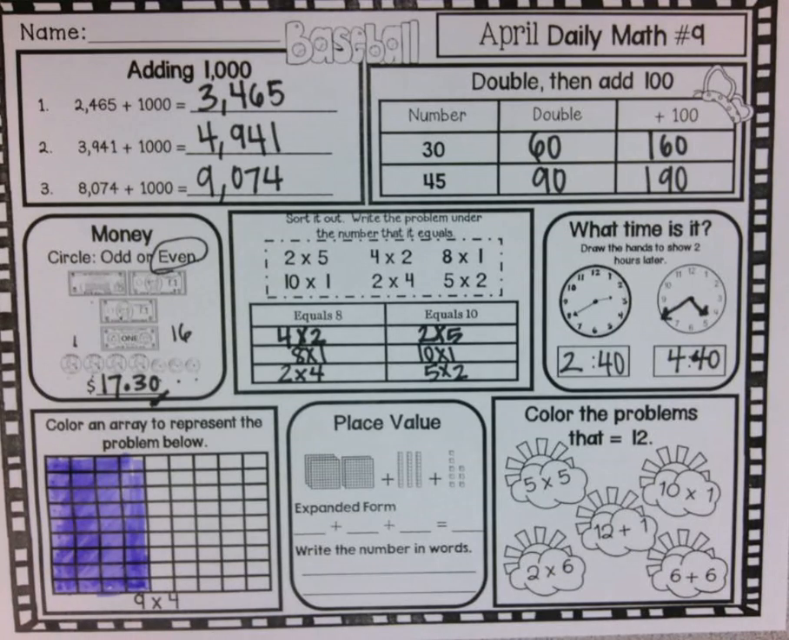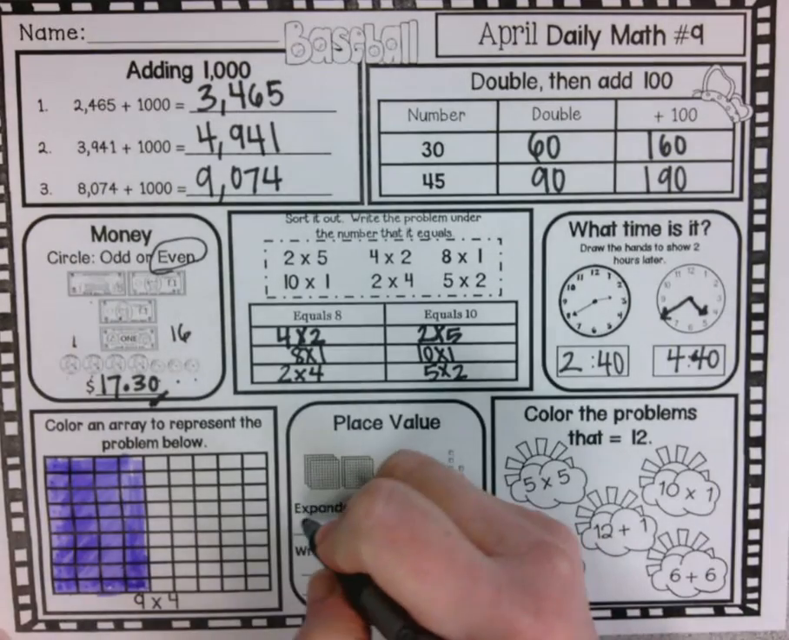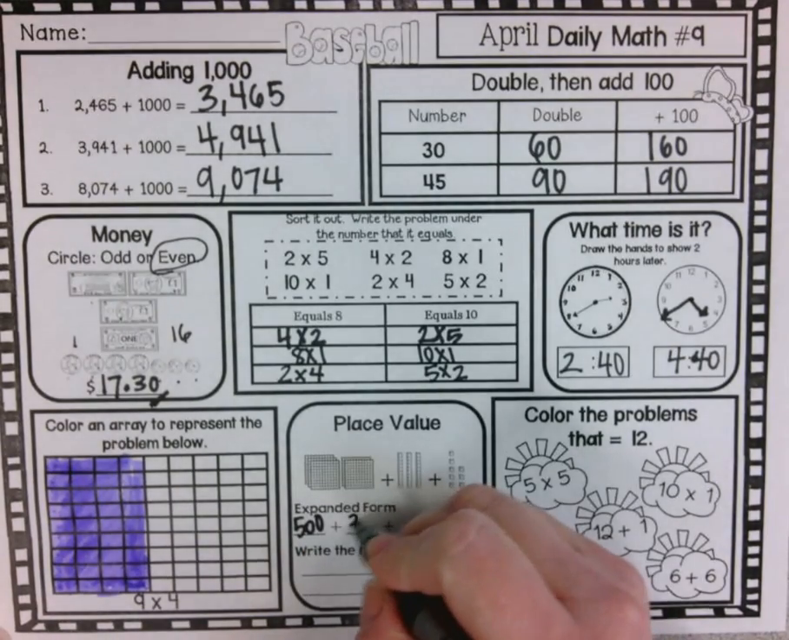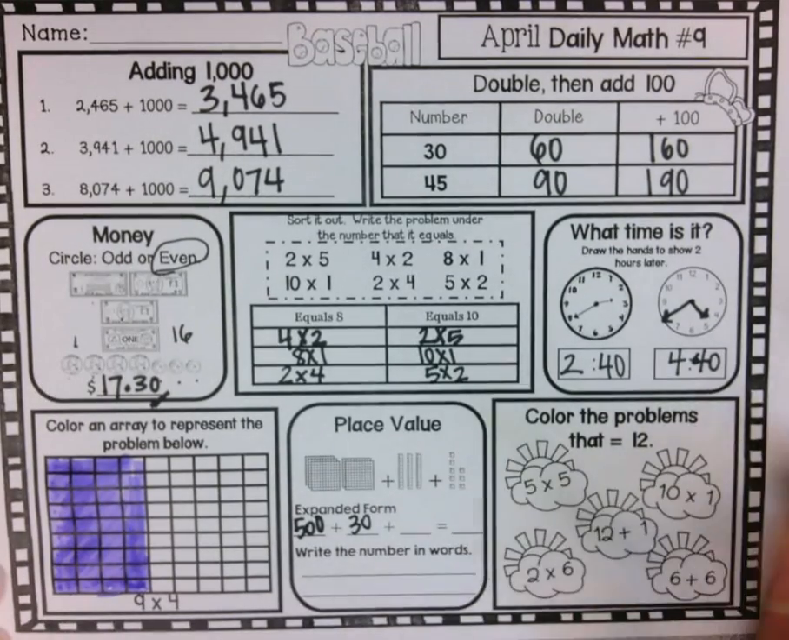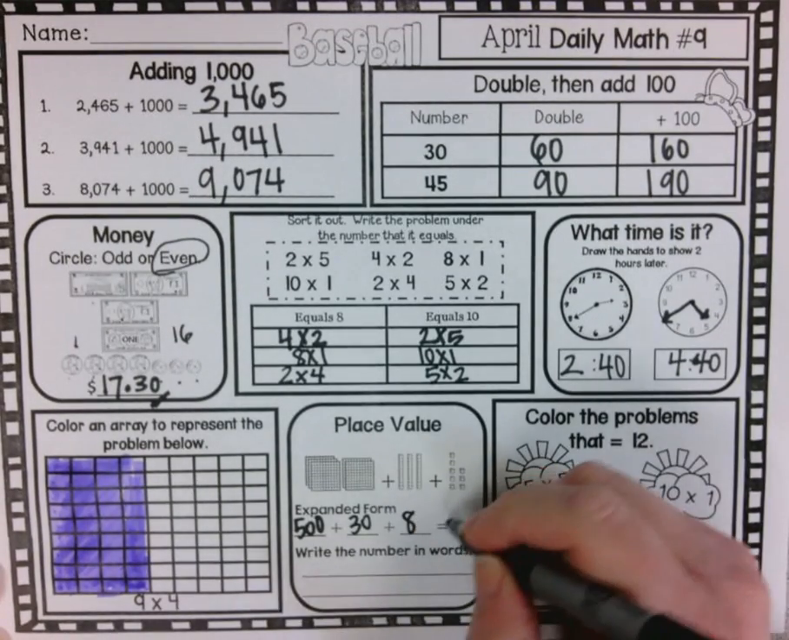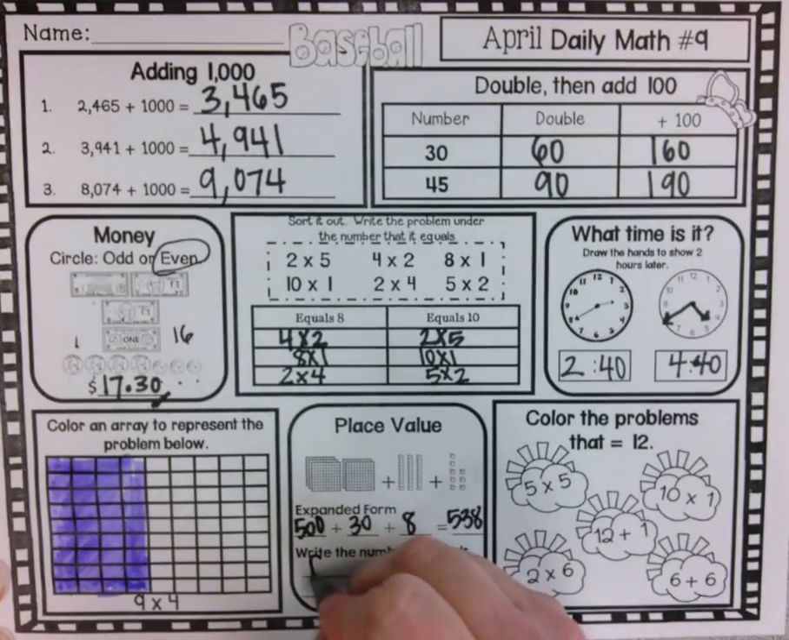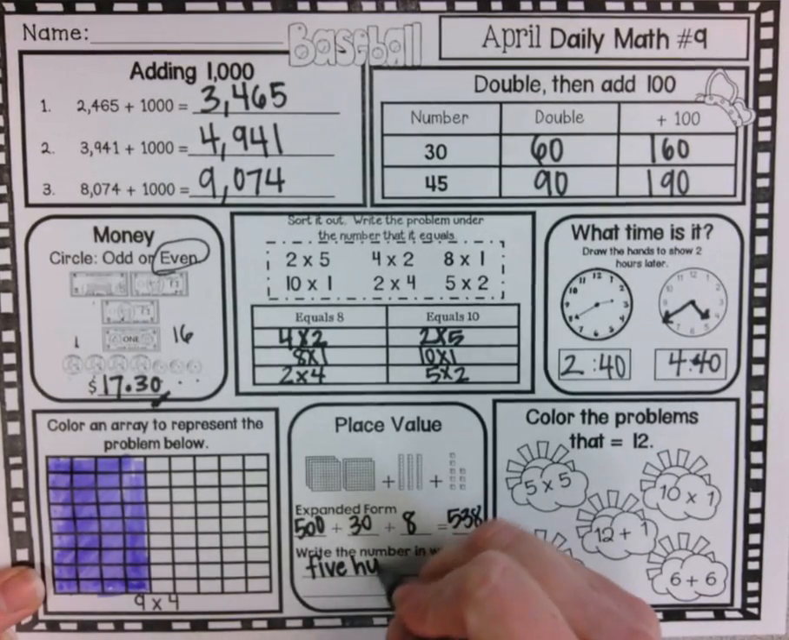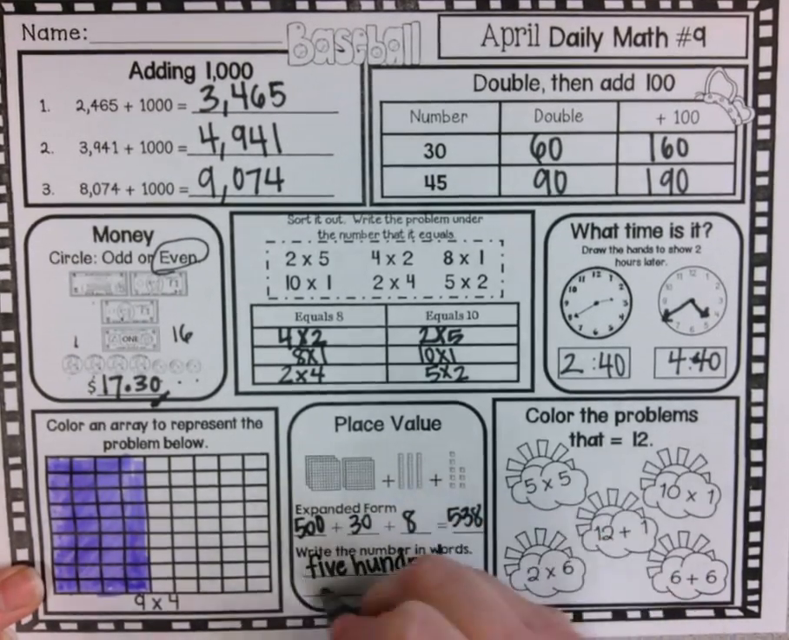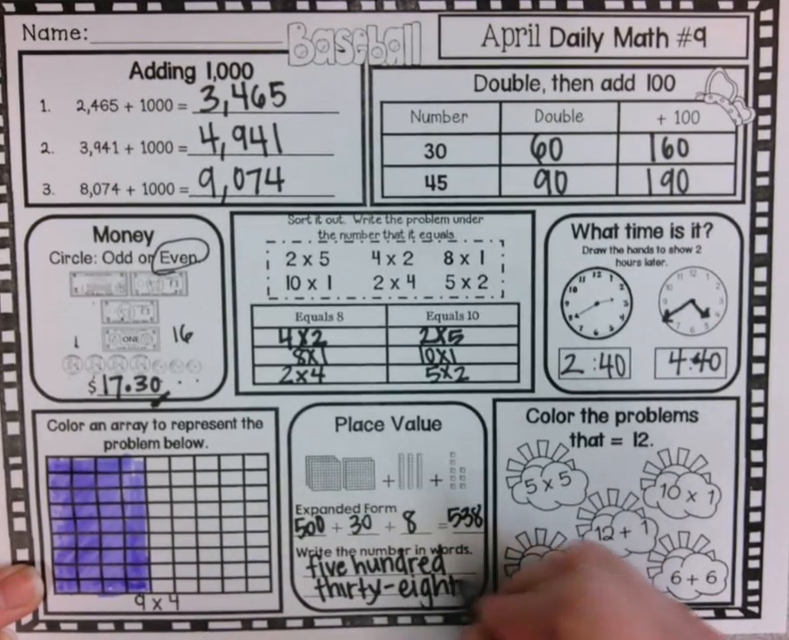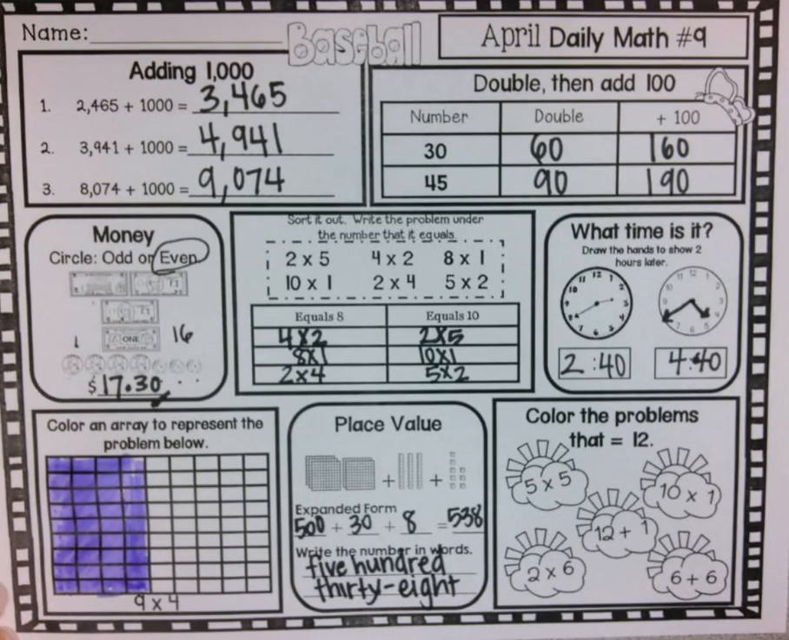All right, place value. How many hundreds do we have? We have 1, 2, 3, 4, 5. We have 500. So we're going to write 500 plus how many tens do we have? 3, which makes 30 plus 1, 2, 3, 4, 5, 6, 7, 8 plus 8. So we have 538. Write the number in words. We have to actually write the words out. So we write 538. Remember, we don't have to write the word and between there.